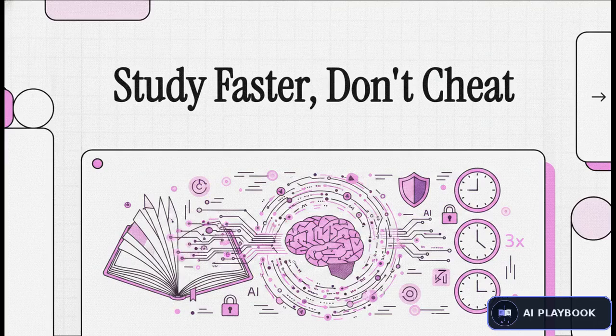Welcome to this explainer. Okay, so right now, the entire academic landscape is basically shifting right beneath our feet. Today, we're tackling what is easily the most heavily debated topic on college campuses: how to use AI to study 3 times faster, retain way more information, and, most importantly, do it all completely without cheating.